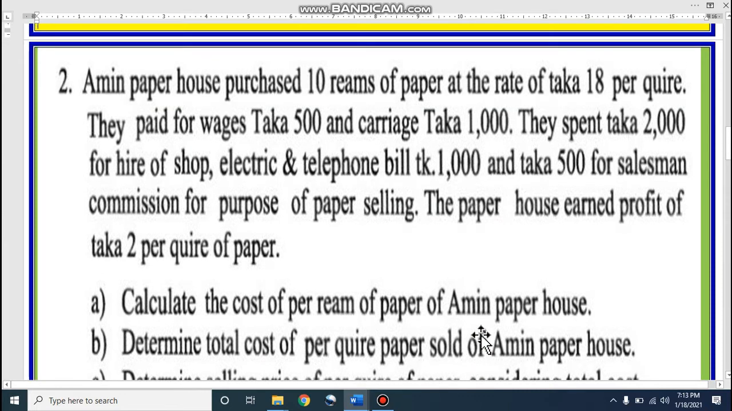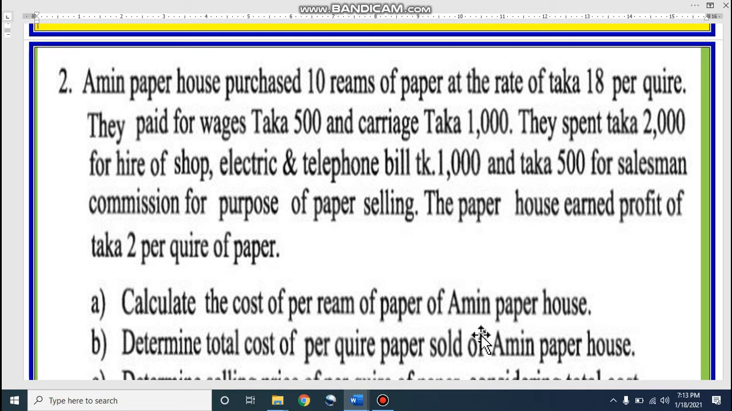Dear student, Amin Paper House purchased 10 ream of paper at the rate of 18 per quire. All of you know that 1 ream equals 20 quire. That means they have purchased 10 into 20, that means 200 quire of paper. And they paid wages 500, which is a direct expense, and carriage taka 1000, which is also a direct expense.